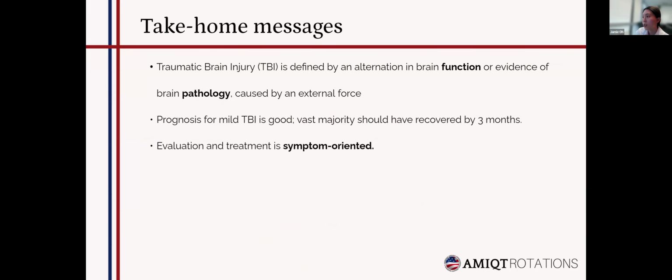So the take-home messages from today's presentation: the first is the definition of traumatic brain injury, which is defined by an alteration in brain function or evidence of brain pathology caused by an external force. Without the alteration in brain function or brain pathology, you just have a head injury. The second point is that the prognosis for mild traumatic brain injury is good. The vast majority of patients should have recovered by 3 months, but some people can have persistent symptoms, in which case they have persistent post-concussion syndrome. And lastly, the evaluation and treatment for mild traumatic brain injury is symptom-oriented.